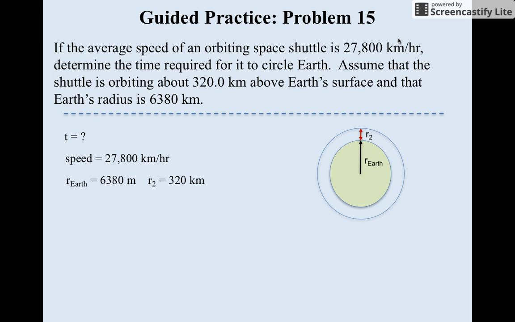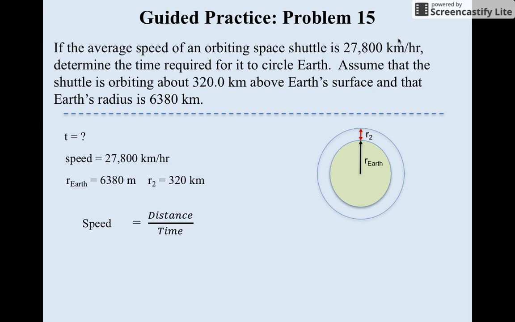The most appropriate equation here is speed equals distance over time. This space shuttle, you notice that it's orbiting at a constant speed. It said it's orbiting at 27,800 kilometers an hour. It's not accelerating. So the standard kinematic equations here are not useful. We need an equation that is useful for the situation. So this is a situation with constant speed. So speed equals distance over time.